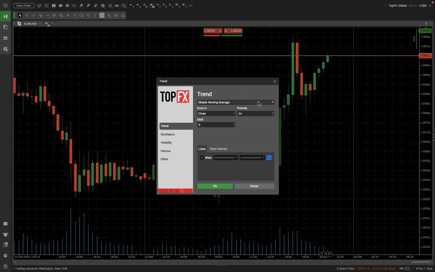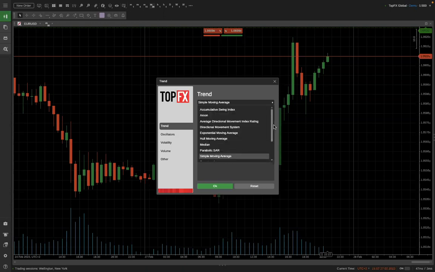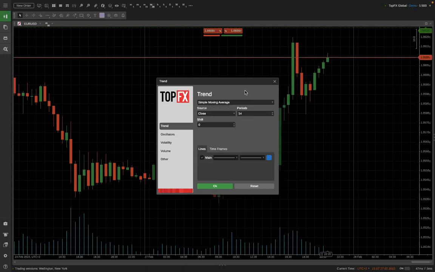So what do we have here? We have a couple of different moving averages. For example, as you can see, we have the simple moving average, the exponential moving average, and the weighted moving average. I guess you learned about these kinds of averages in school during your education.